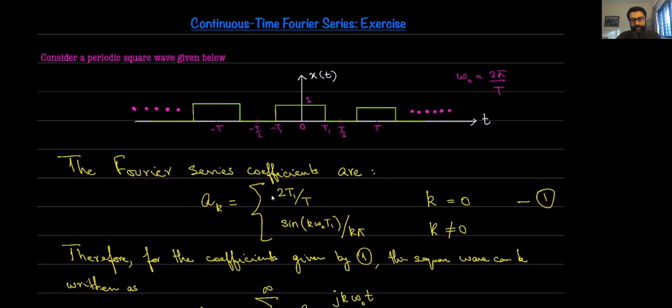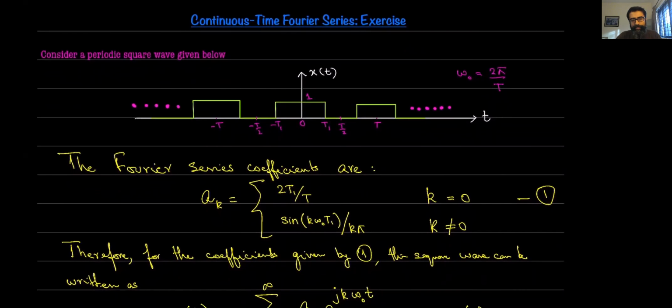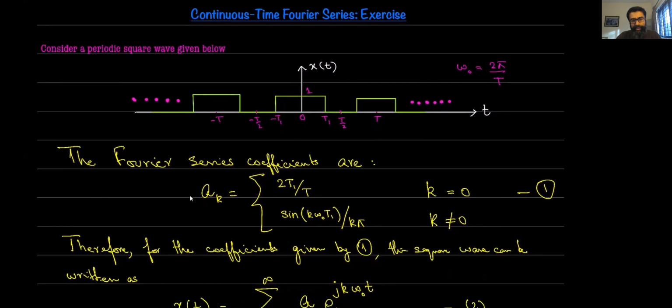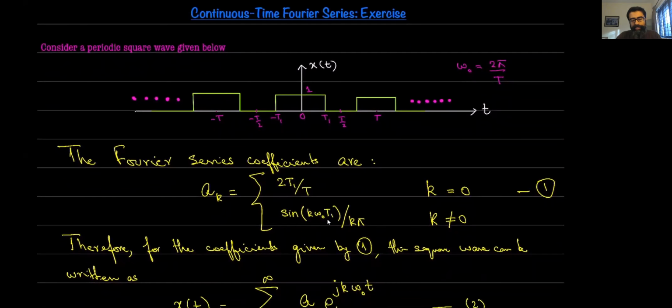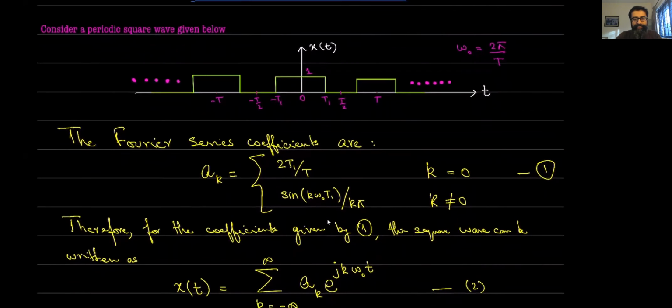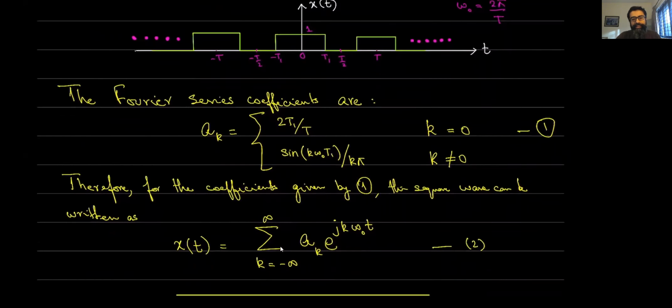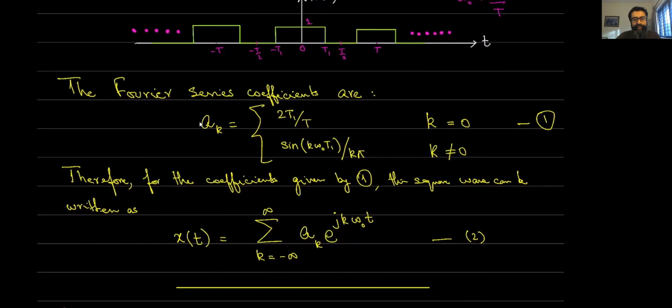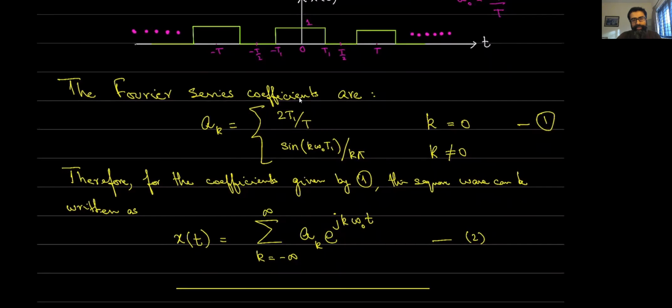So a naught is 2T1 by T, whereas all of the other a k's for k not equal to 0 are given by these expressions. What Fourier series expansion really states, therefore, is that if I plug these a's that I've determined here into this expression, what I would end up with is x of t, which is actually a square wave.